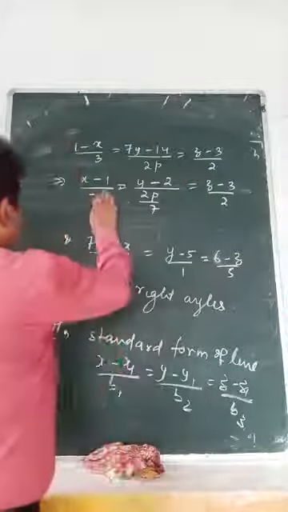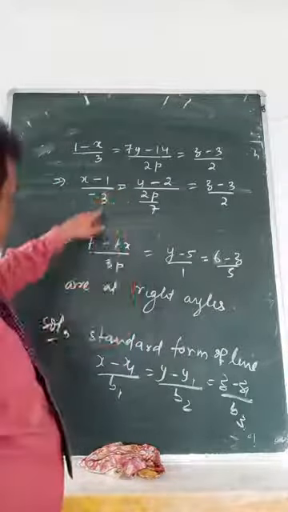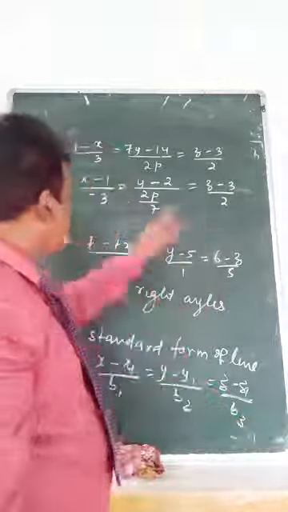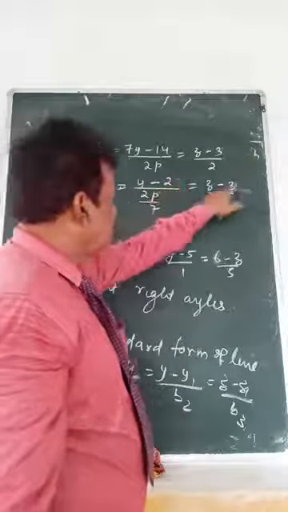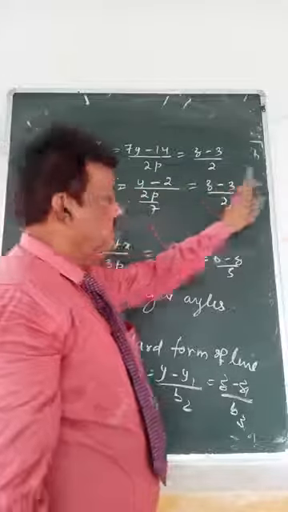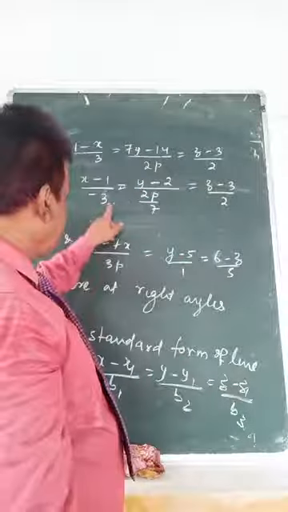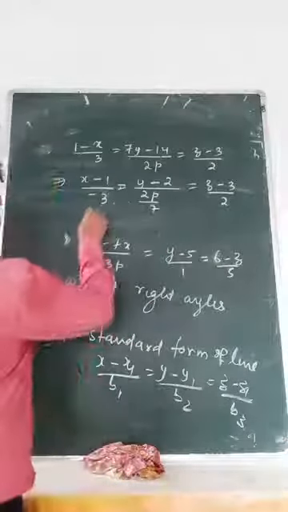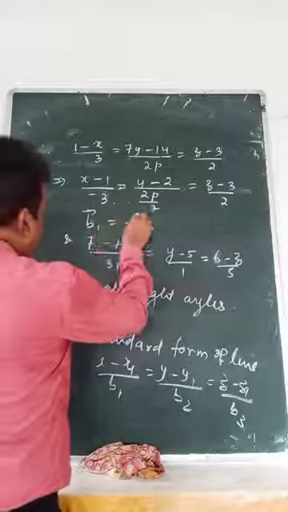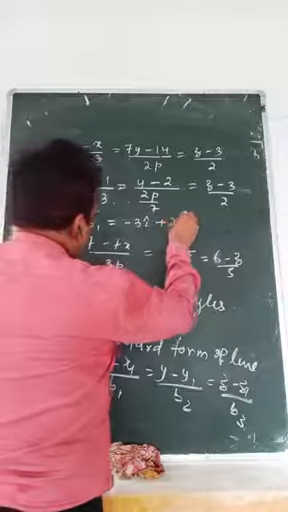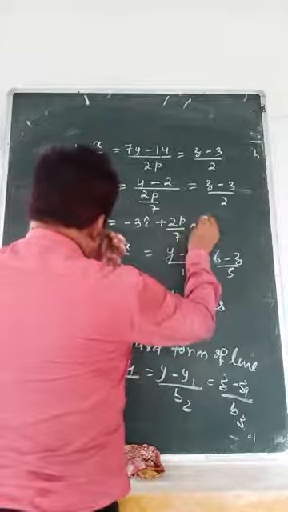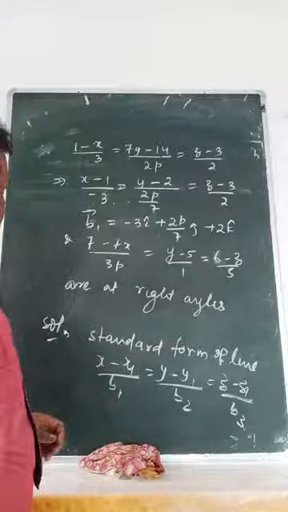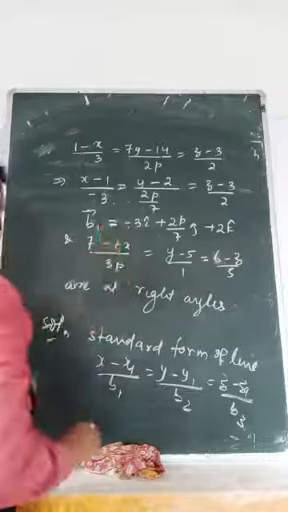From here you are getting the components of your parallel vector. These are the coordinates of the point through which the line is passing. So we need the b1 vector, meaning the parallel vector, with these components. So what will be the b1 vector? Now, −3i + (2p/7)j + 2k. Okay, this is done.